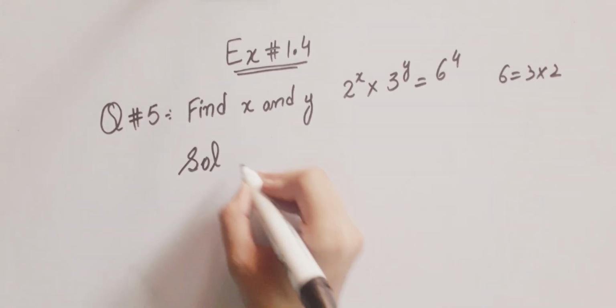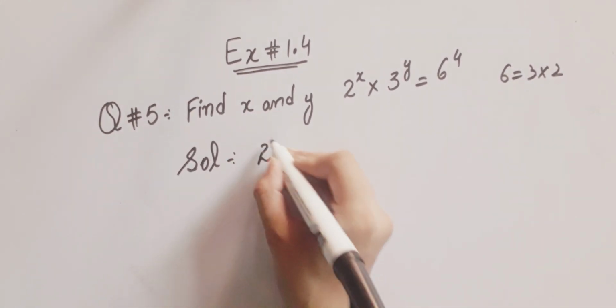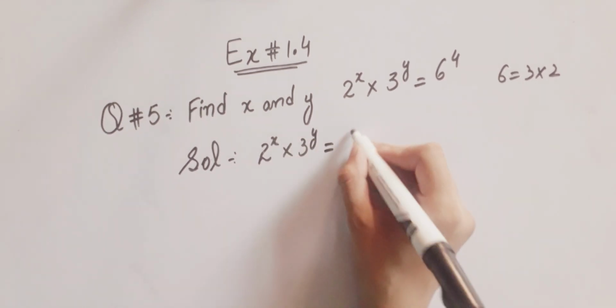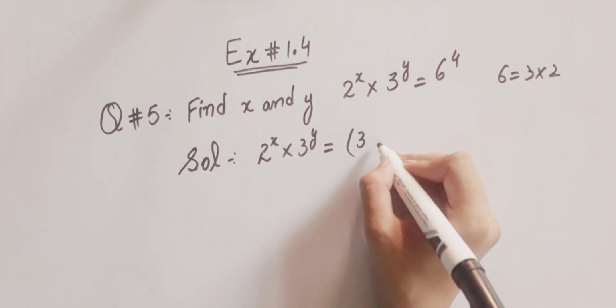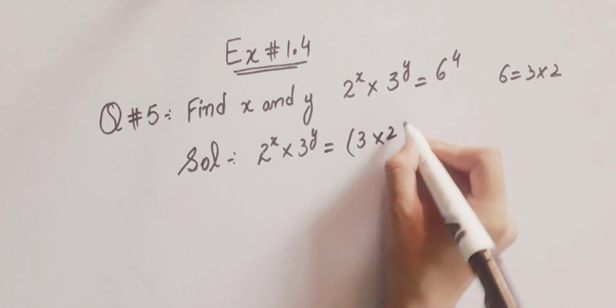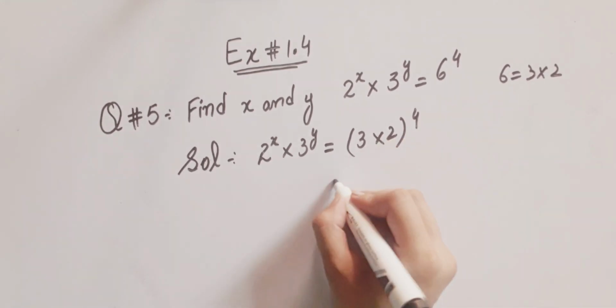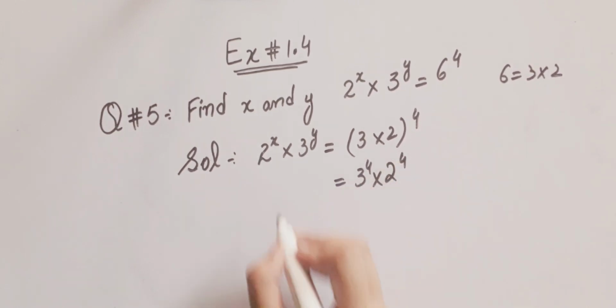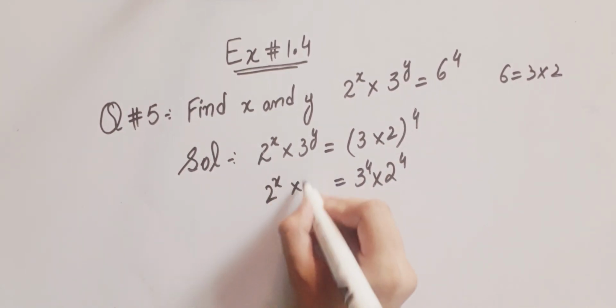Just apply this here. 2 power x multiply 3 power y is equal to (3 multiply 2) whole power 4, which is 3 power 4 multiply 2 power 4.